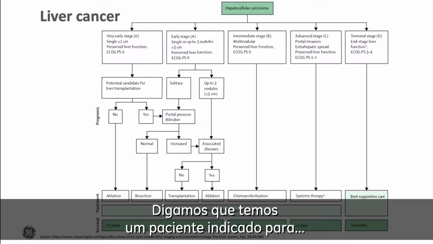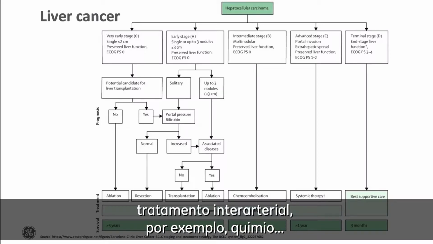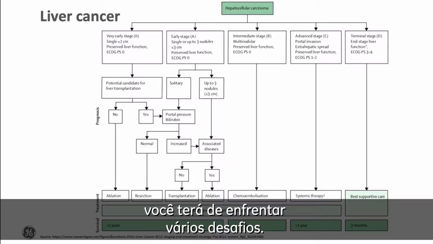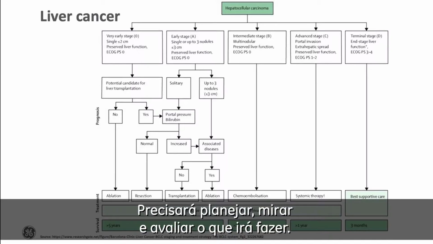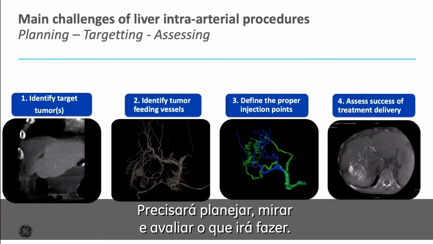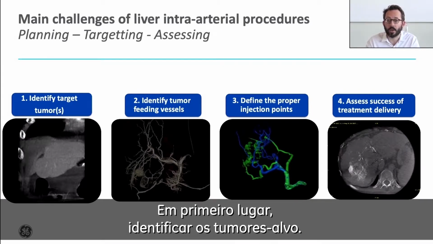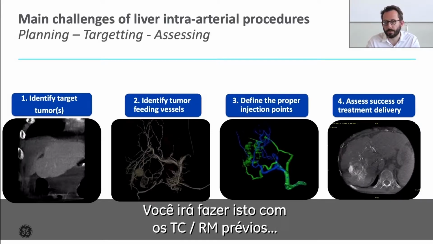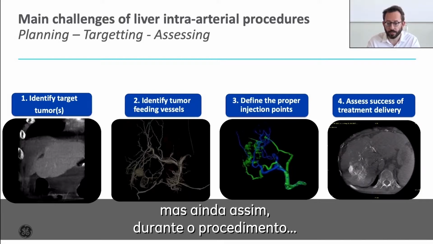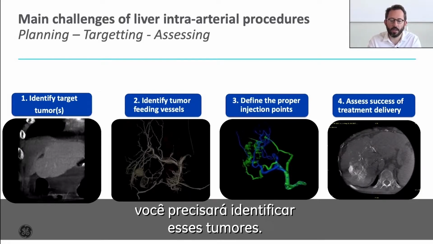So say you have a patient with an indication for intra-arterial treatment, say for instance chemo, and you will face several challenges that you need to address because you want to plan, you want to target and assess what you are going to do. So you want to identify the target tumors, and you will do that with pre-operative CT and MRI, of course, but still during the procedure you will need to identify those tumors.